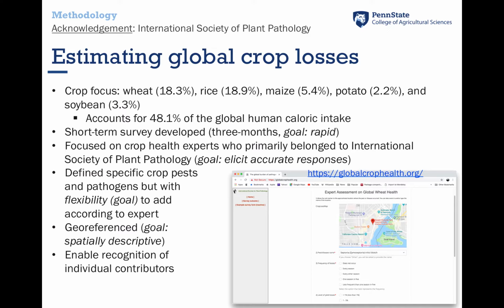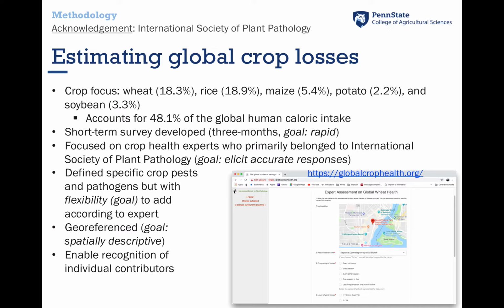We had to define the population, so in this case, it was the crop health experts. And that came from working with the International Society because we wanted to elicit accurate responses. We were going to run into some traps going forward with this sort of data. You have a lot of areas where you only have one expert for a country. So that's a slightly different challenge than what we're talking about here. We wanted to define specific crop pests and pathogens, so that's the survey methodology, but with the caveat that it's flexible. Because we're assuming we know what might be the problem in every area, which is not the case. So there's always that out, which is other, and then they're allowed to enter that sort of information.